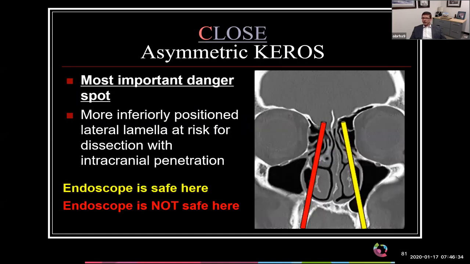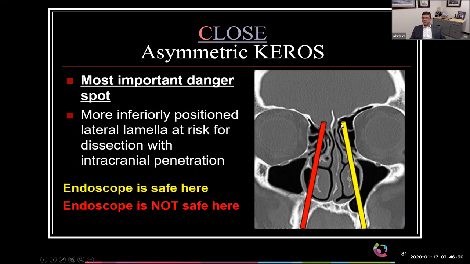The other thing you want to look for is asymmetry in the Keros. So asymmetry is going to affect surgical planning. So if you have different depths of the olfactory fossa, then the surgeon needs to know that they must appropriately plan for either side or both sides.